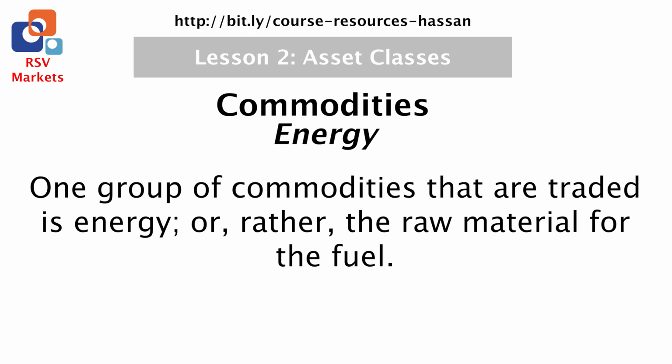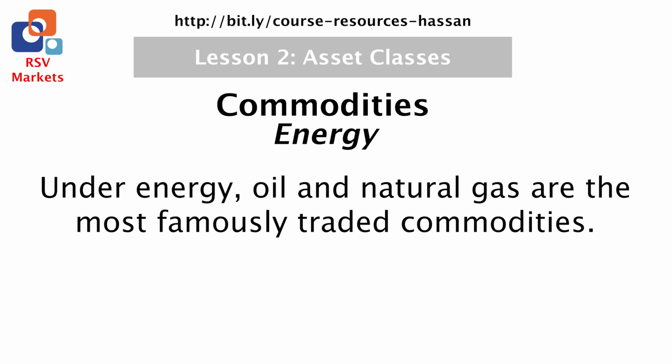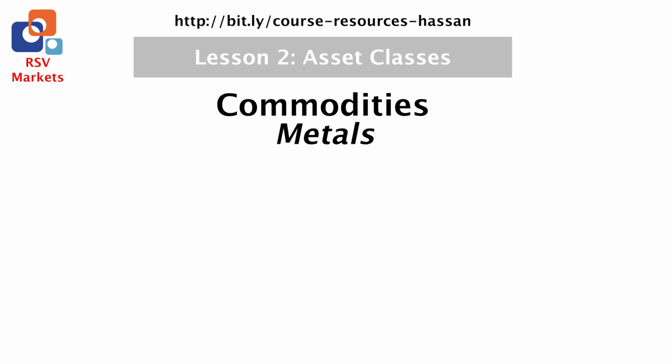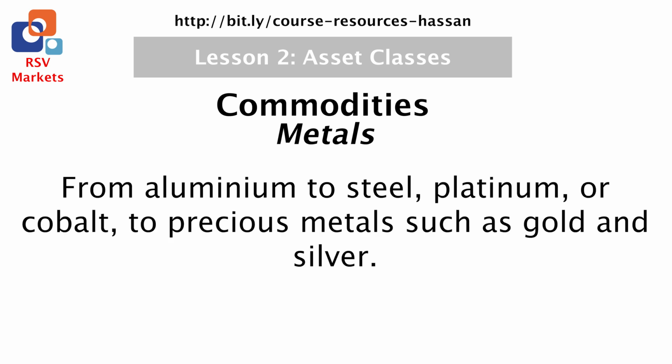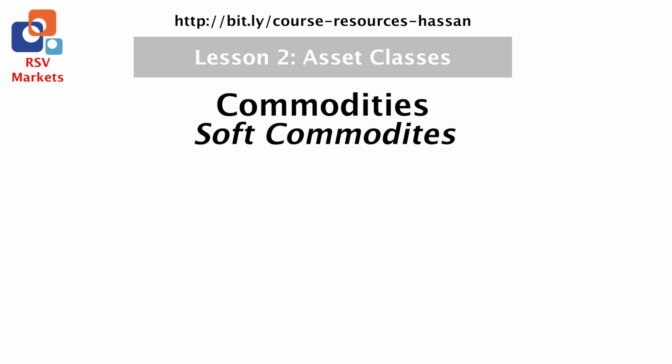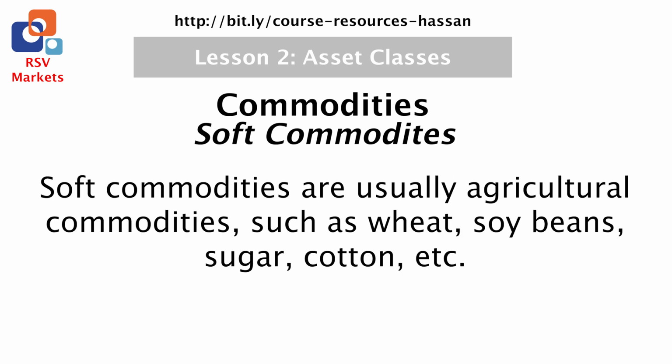Energy. One group of commodities that are traded is energy, or rather, the raw material for fuel. Under energy, oil and natural gas are the most famously traded commodities. Metals. Almost all types of metals are traded, from aluminium to steel, platinum or cobalt to precious metals such as gold and silver. Soft commodities. Soft commodities are usually agricultural commodities such as wheat, soybeans, sugar, cotton, etc.